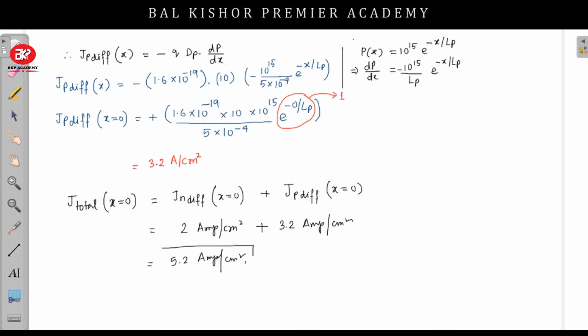So this will be the total current density at x equals 0. In this way we can calculate the total current density of the semiconductor at x equals 0. Now let us see another question of the diffusion current density. So the diffusion current density of this question, let us see the next question first.